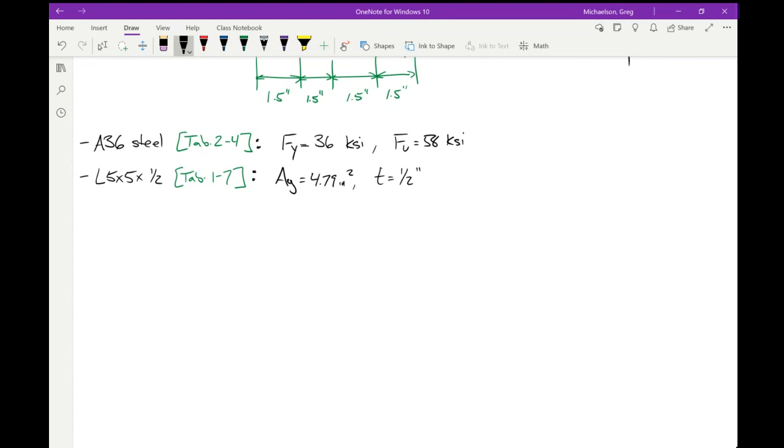Okay, so with any tension member problem, if all you're considering is gross section yielding and net section fracture, the two challenges are to compute the net area and to compute the shear lag factor. If you get that, you got everything else. So let's start off with the net area.